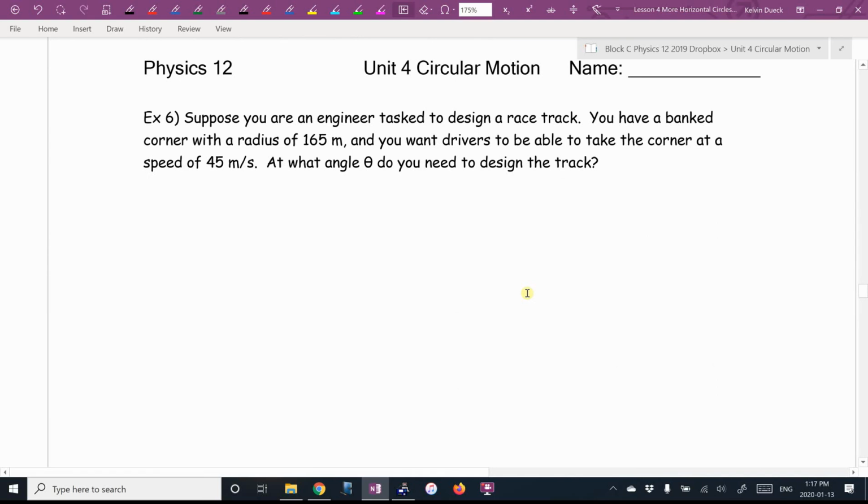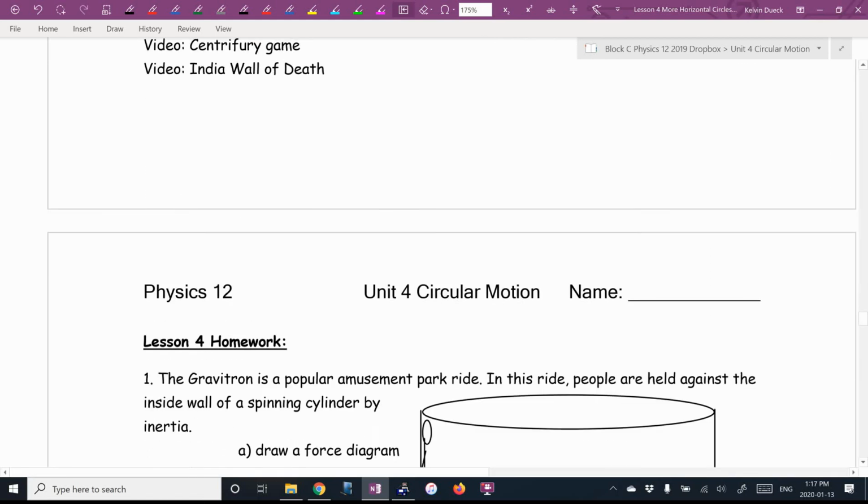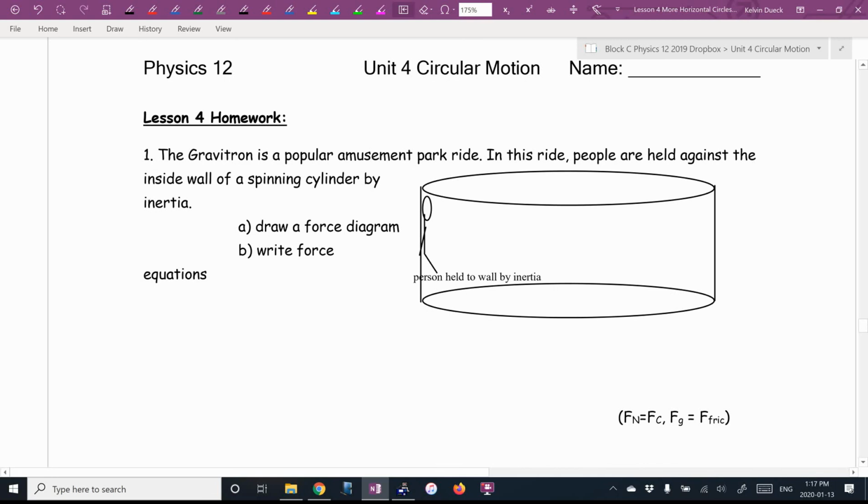Turn the page. I'll finish example 6 next class, and we're going to continue the next lesson. Next lesson, we'll look at roller coaster loops, because those are pretty cool too. For now, questions you can start to try.